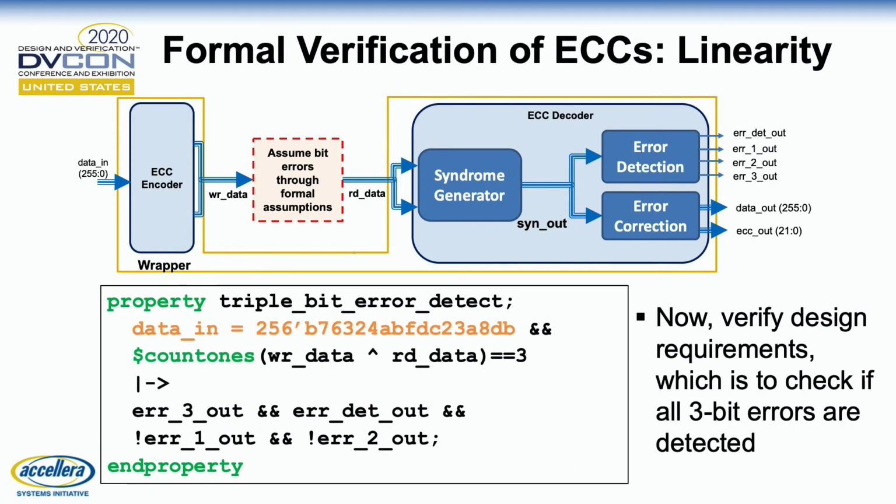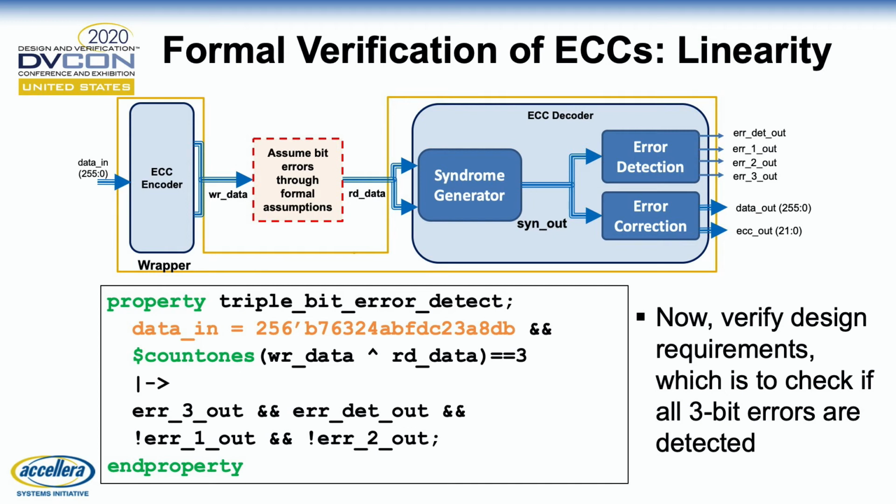But here we don't need to verify these original properties for the entire input combinations, because we already proved that the syndrome output is independent of the data. So what can we do? We can assume an arbitrarily chosen data word, and then we try to prove the rest of the properties. So this is a new property which says, here I fix the data in to a constant value, and then I assume that there is a 3-bit error between the write data and the read data, and then the commitment part of the property remains the same.